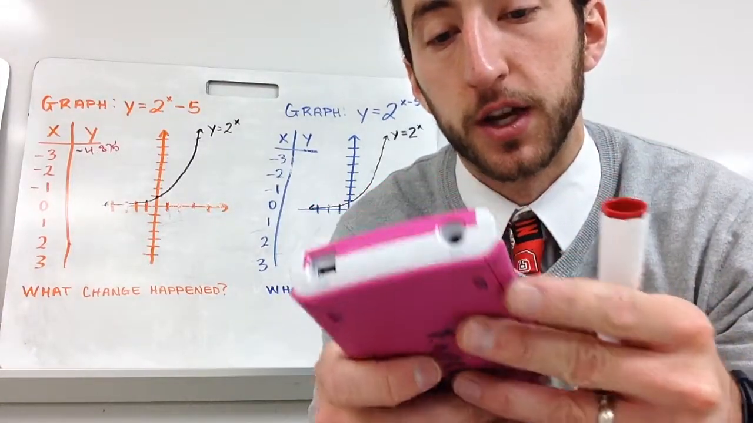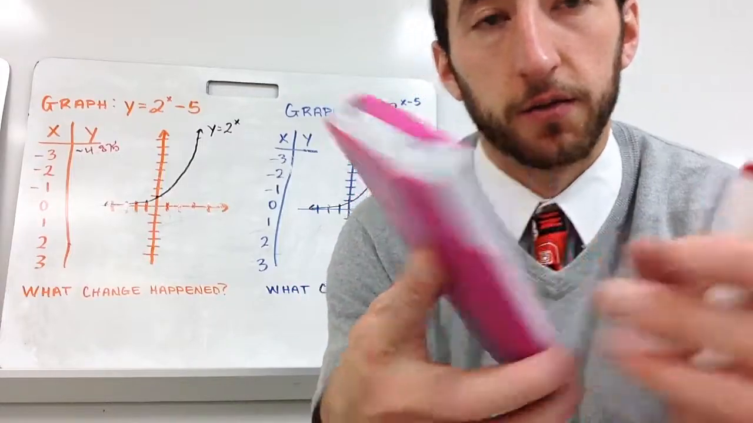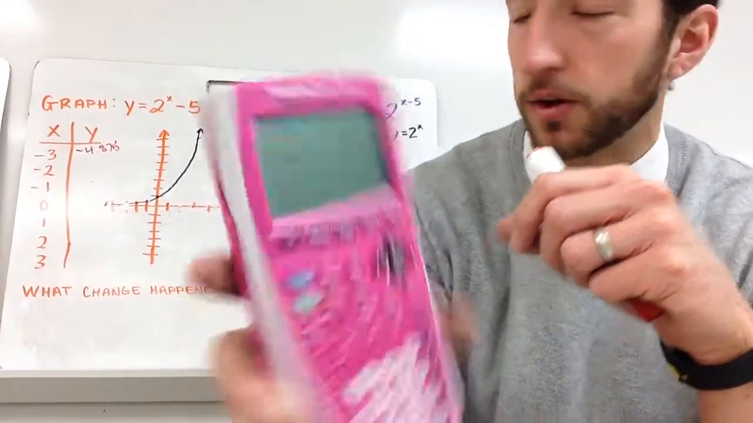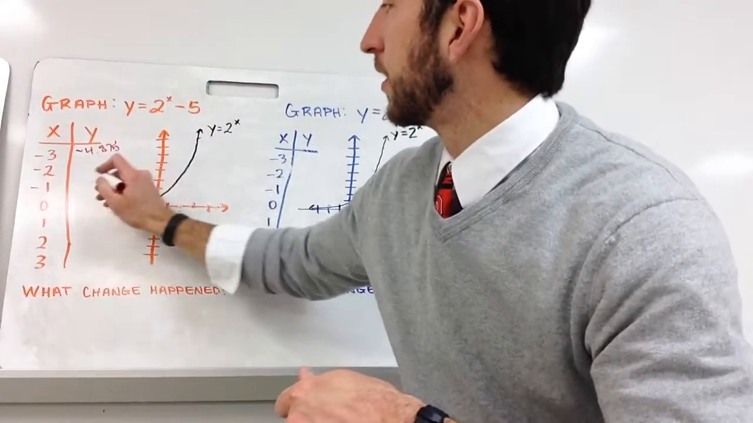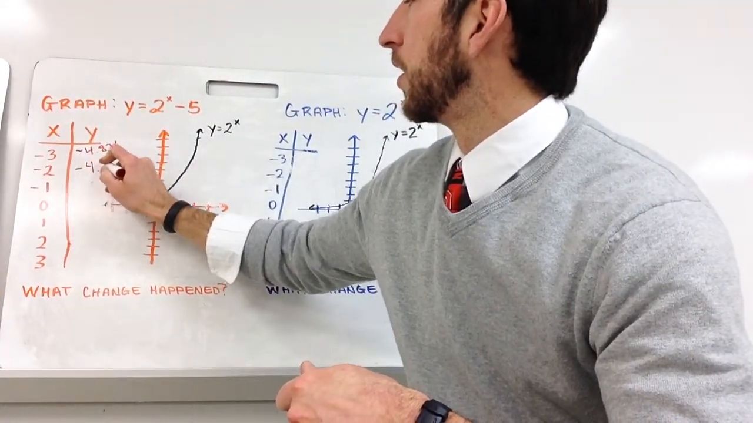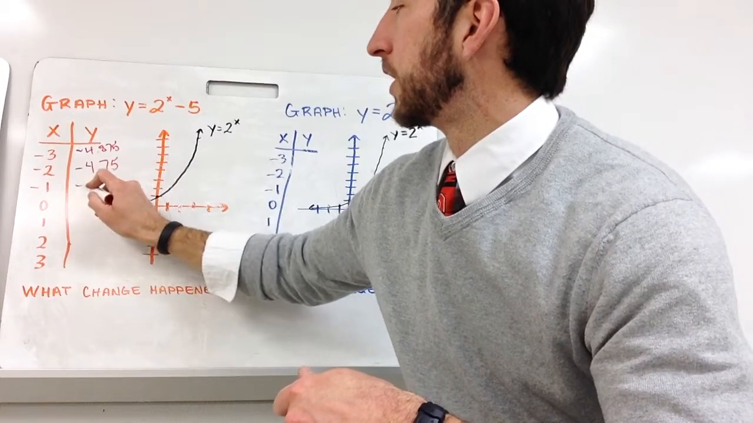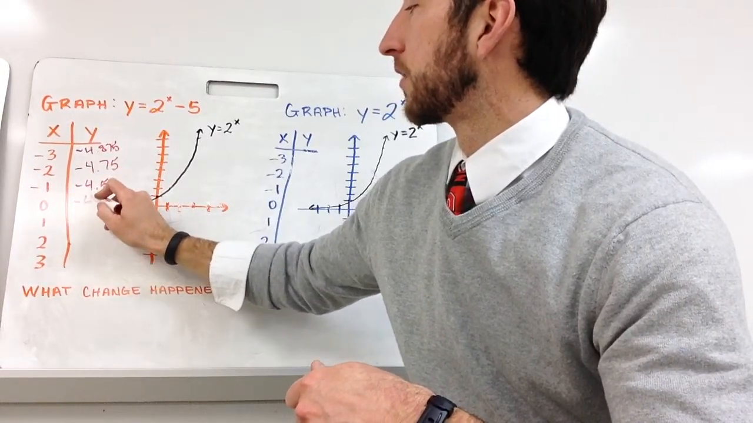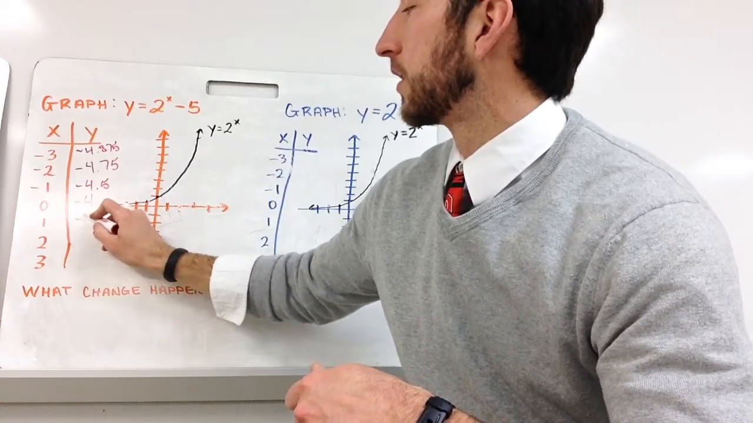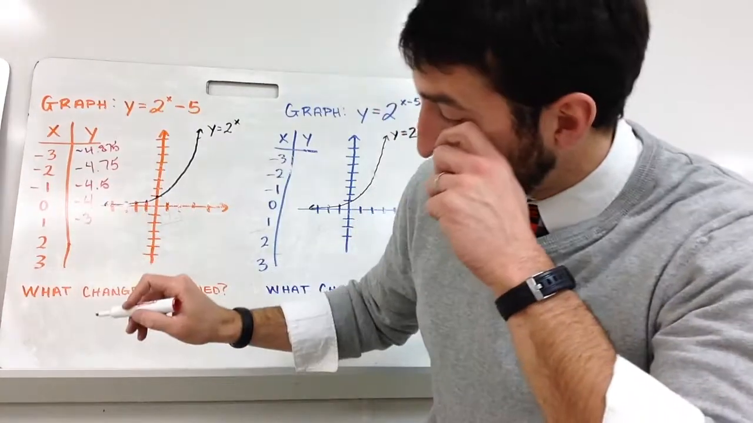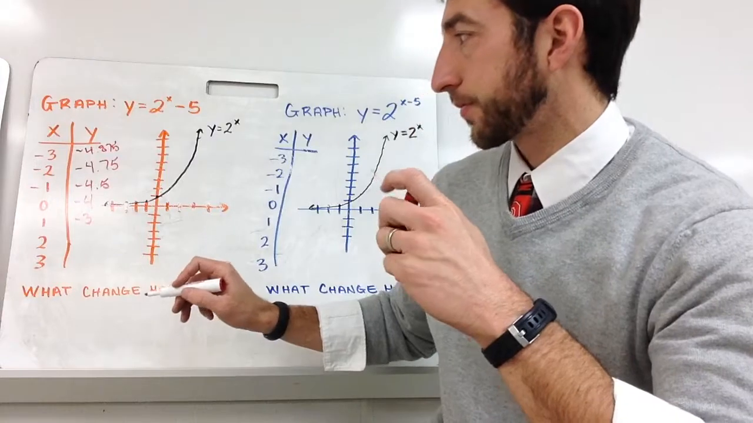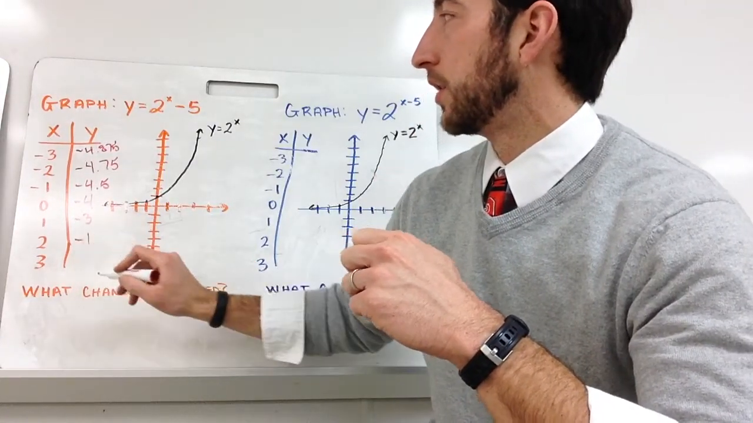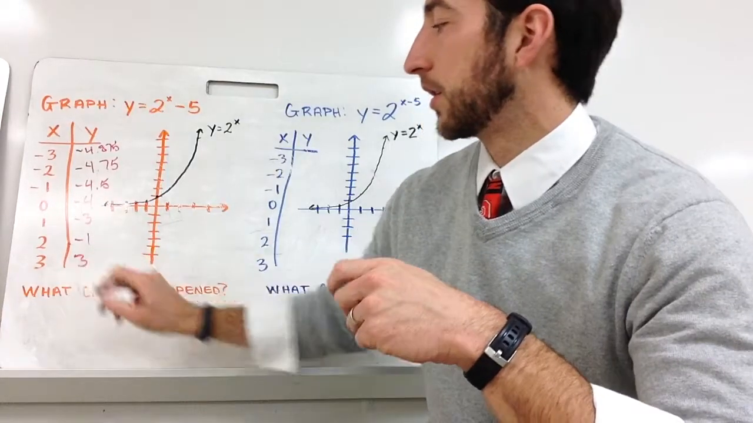So I'm going to change that negative 3 to a negative 2. Hit enter. And so now you see we got negative 4.75. And if you continue that, that would be negative 4.5. This ends up being negative 4. This is negative 3. This is negative 1, and then 3.